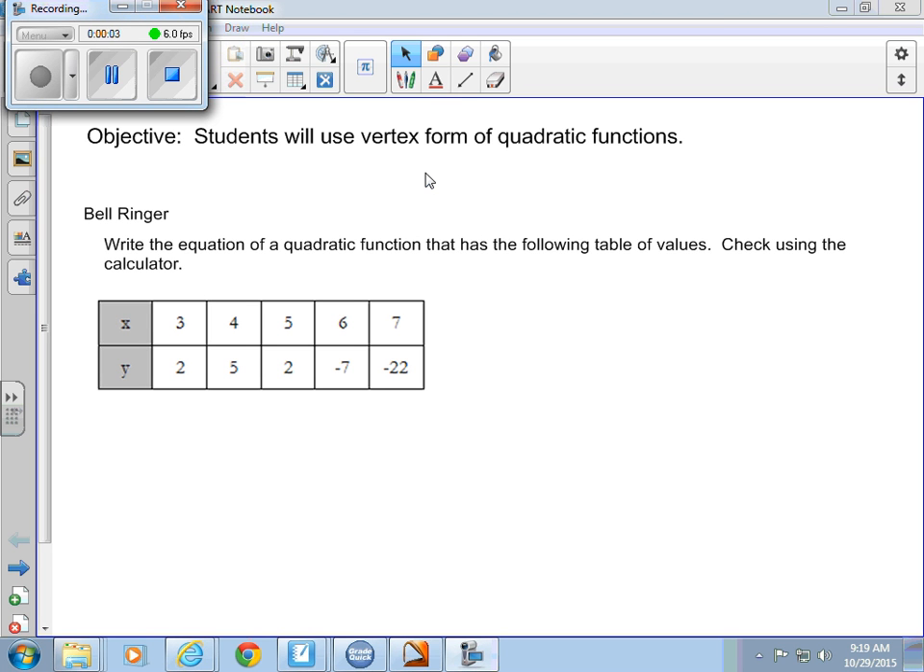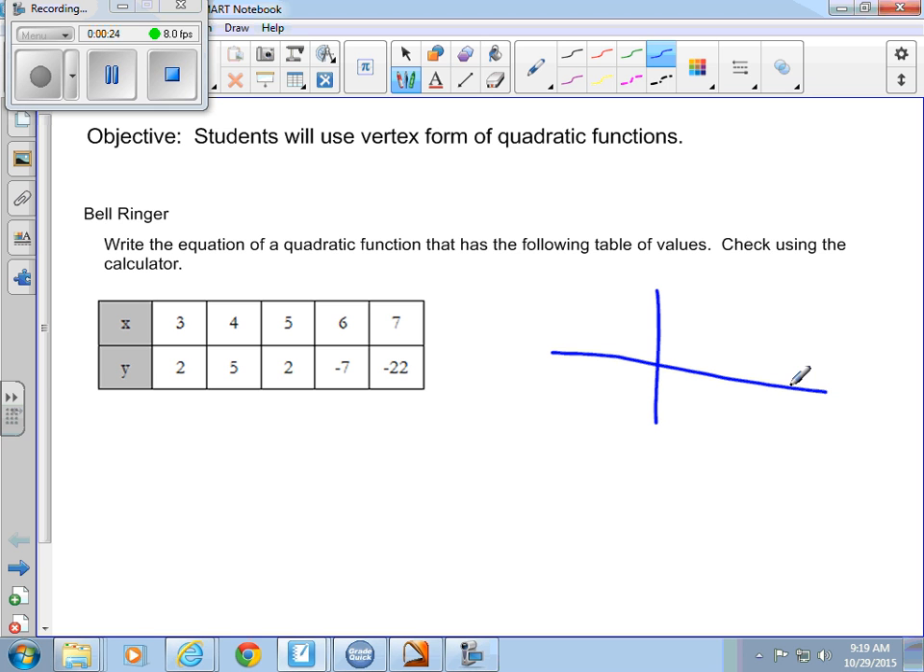Write the equation of the quadratic function that has the following table of values. Check using your calculator. And mainly what we're checking using our calculator is the a value. So to start this, what do I need to do very first? Draw it. Sketch a picture so that I know where the vertex is. Ooh, that's not good. Try that again.